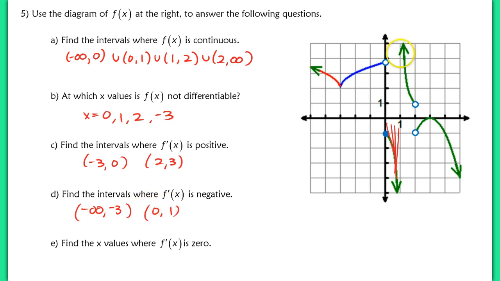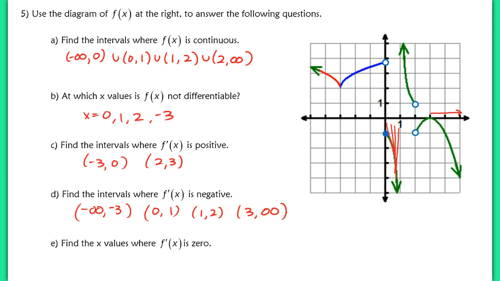Then we pick back up one more time. From 1 to 2, we'll have a bunch of negative slopes here as well for those tangents. And that would be 1 to 2. Okay, and then finally from 3 beyond, so from 3 to positive infinity. So these are all the intervals. These are all open intervals.